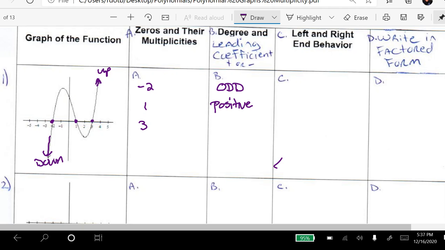That's the default. Left and right end behavior, again, we already wrote that. It's going to be down, up. Again, down is negative infinity, up is positive infinity. And then it says to write in factored form. So writing this in factored form would be x plus 2, the opposite of the -2. x minus 1, the opposite of a positive 1. And I'm going to write underneath because of space. x minus 3, the opposite of the positive 3. And then that would all be equal to 0. Again, ideally it should all be in one line.